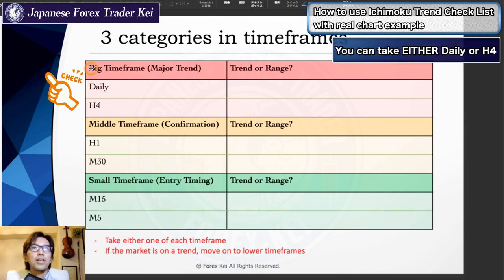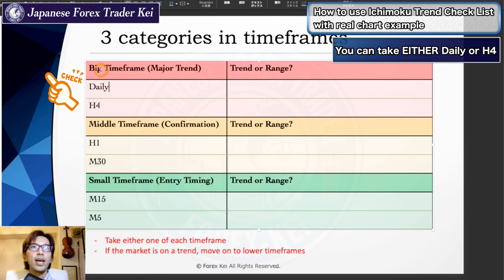I divided these time frames into three categories. So first, there is a big time frame as a major trend. Always follow the major trend is the key here, right? Always follow the major trend. Because whenever it's going up, no matter whether it's going down on the 1 hour or 15 minute chart, sooner or later it should go up because the major trend is going up. That's why I put this in the first column.